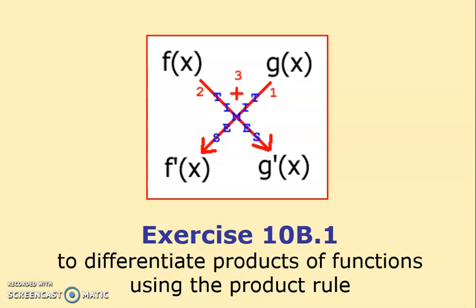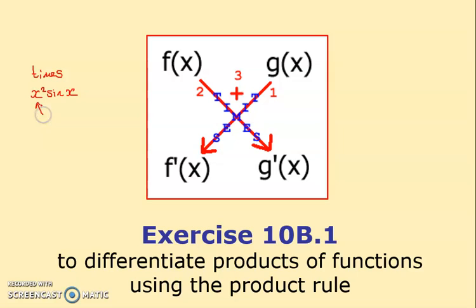Hello there, this is exercise 10B. It's one of two PowerPoints looking at how to differentiate products of functions. Now you may recall, posh word product really means times. So it's when you get two functions times by each other. For instance, it might say x squared sine x.